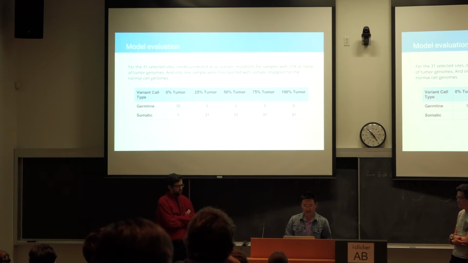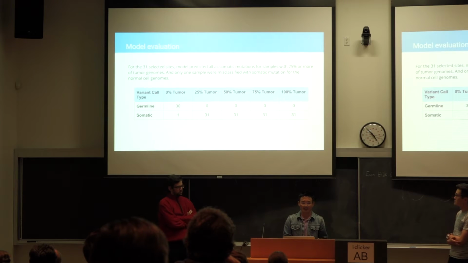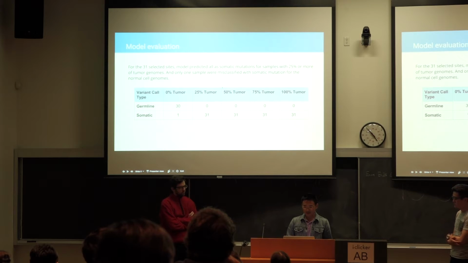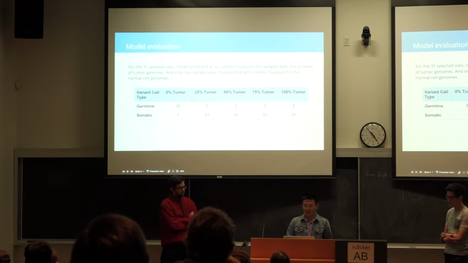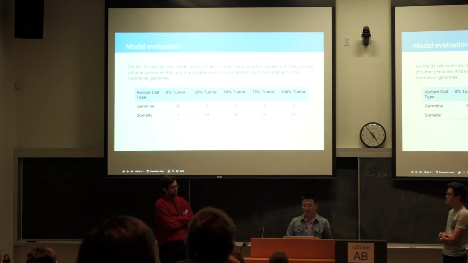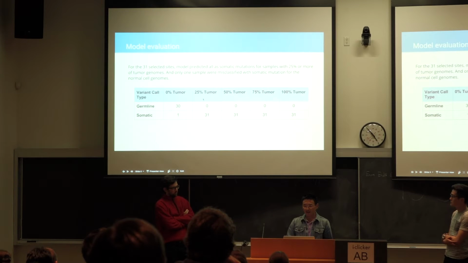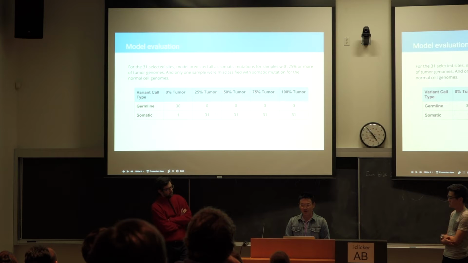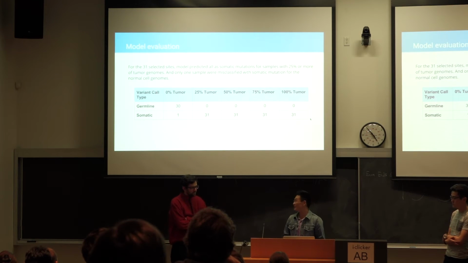These are like 31 sites. We apply the method to see how our model can separate them into germline and somatic. So you can see for the normal samples, with 0% tumor genomics, only one was misclassified as somatic. And with all the rest of the groups, our model correctly identified these highly confident somatic mutations.